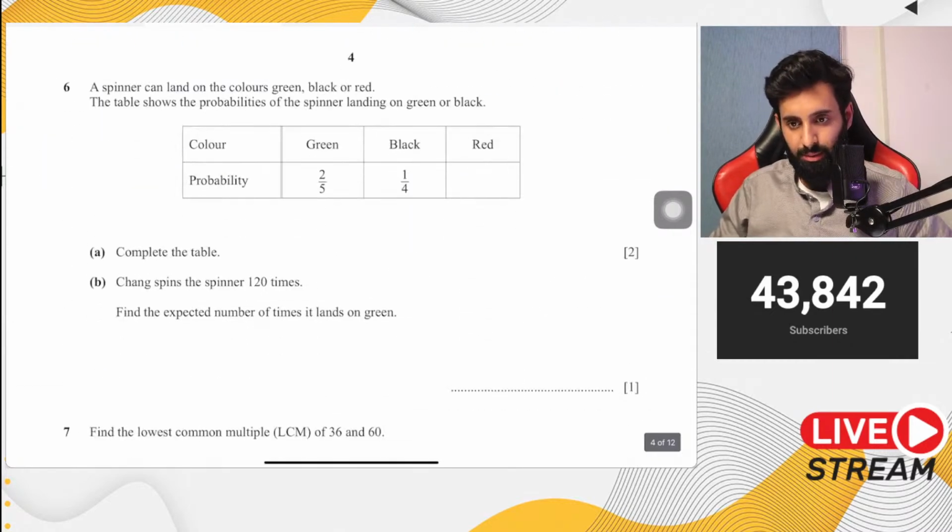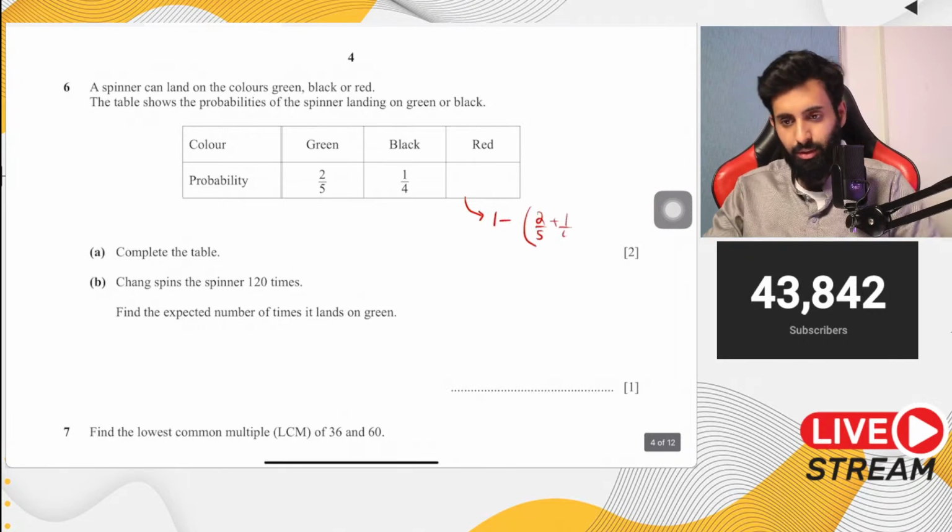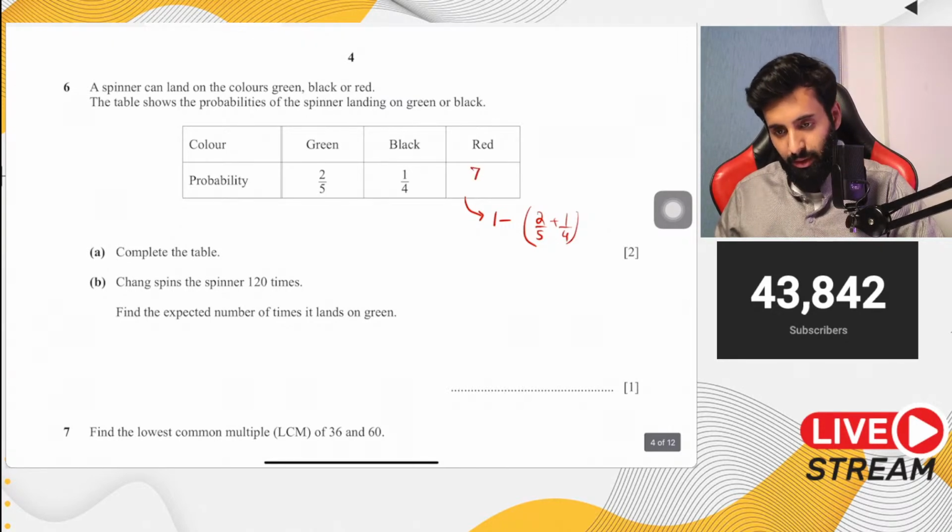Okay, here's question number 6. A spinner can land on the colors green, black, or red. Complete the table. You can find this out by subtracting the sum of the two probabilities from 1: 2 upon 5 plus 1 upon 4. So 1 minus the answer, that's equal to 7 upon 20.